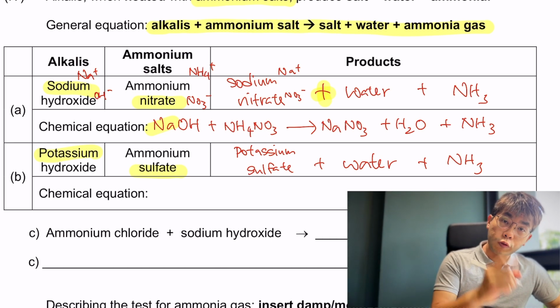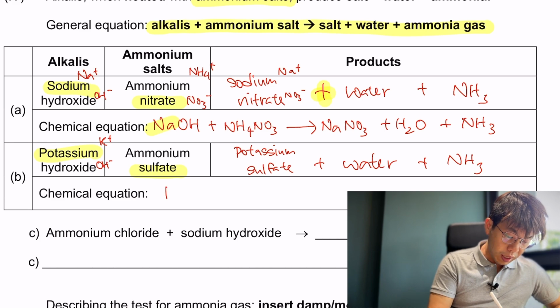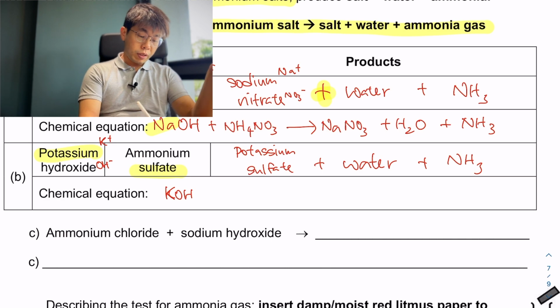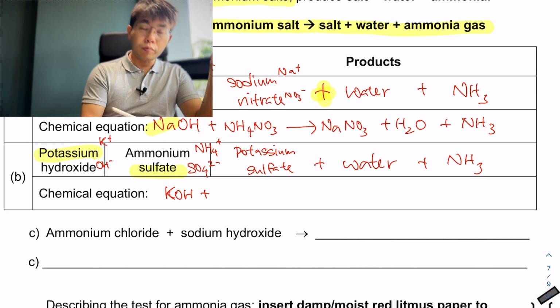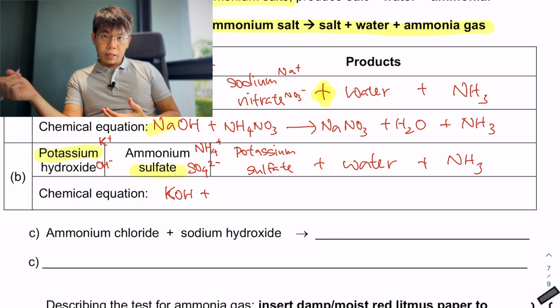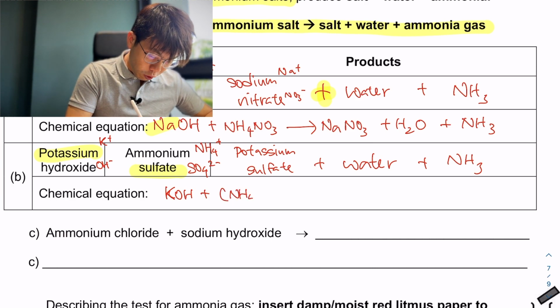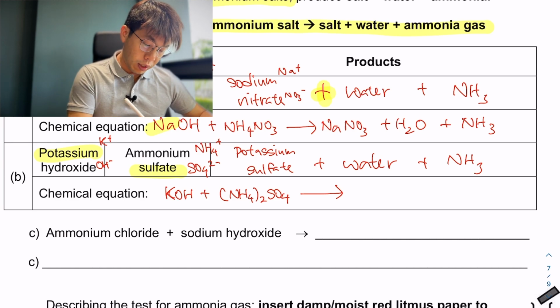Potassium is also from group 1, so it's K+ and OH-. So this is KOH. And then ammonium sulfate will be NH4+, which is something you must remember, and sulfate will be SO4 2-. So over here, we are going to balance this nicely. So NH4, put a 2, and SO4. Alright, and then the salt name is potassium sulfate.